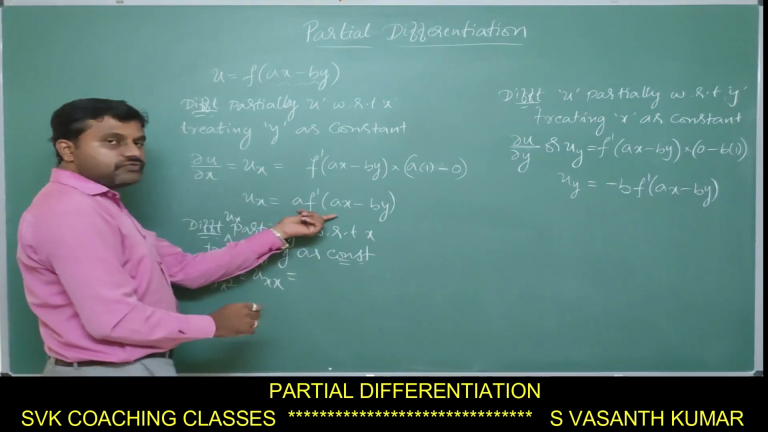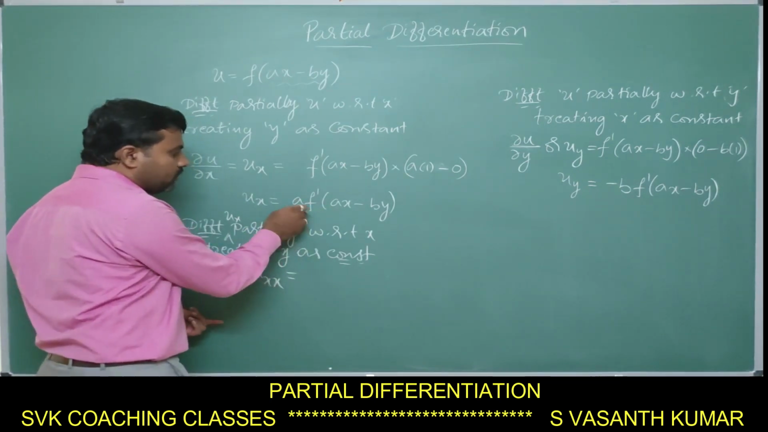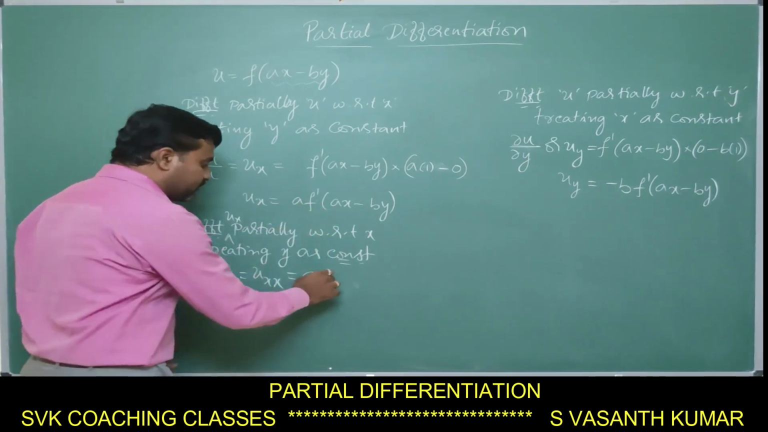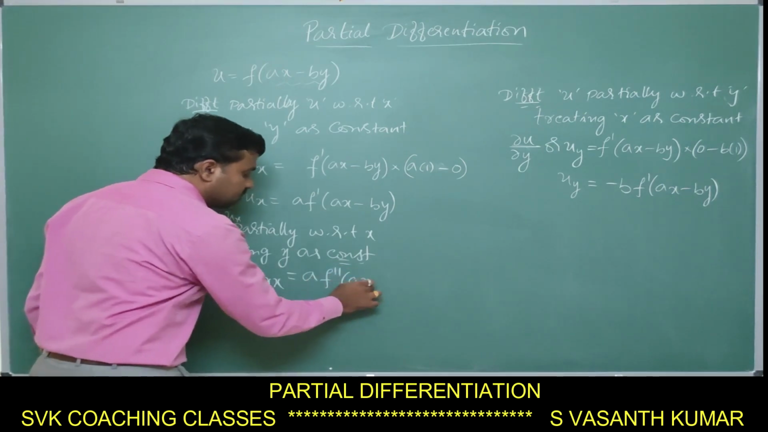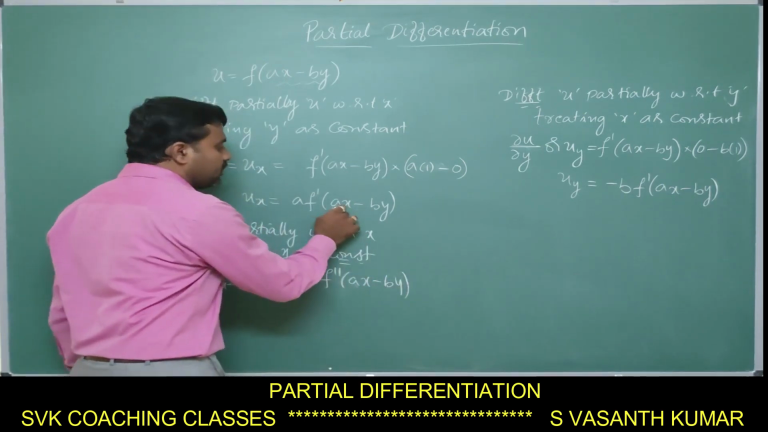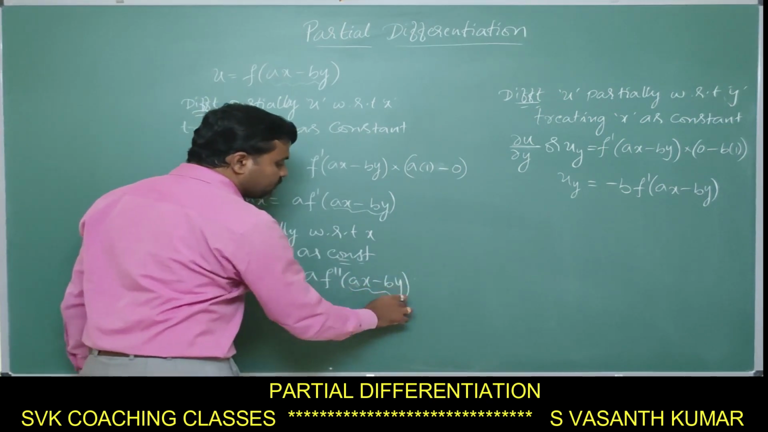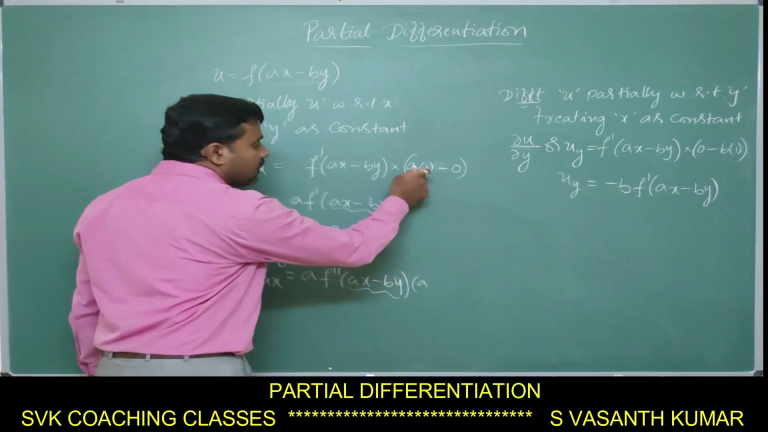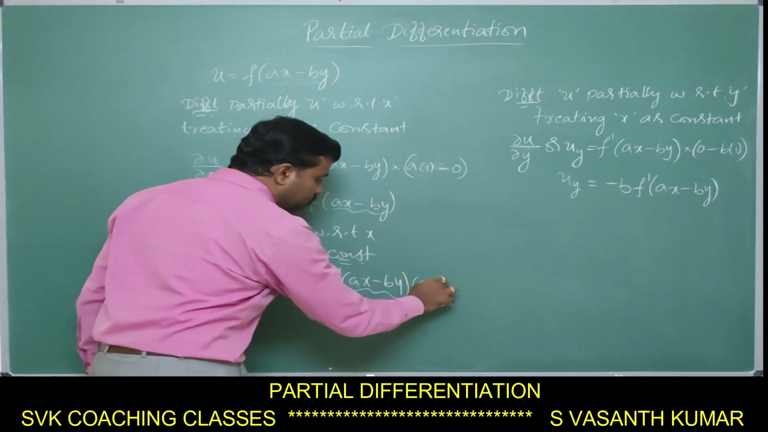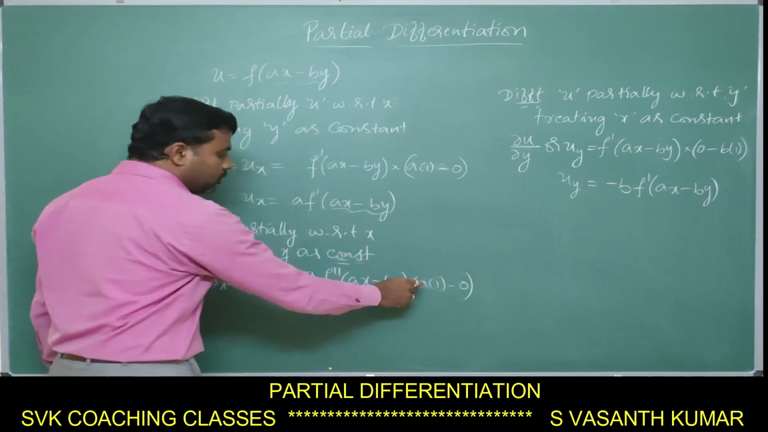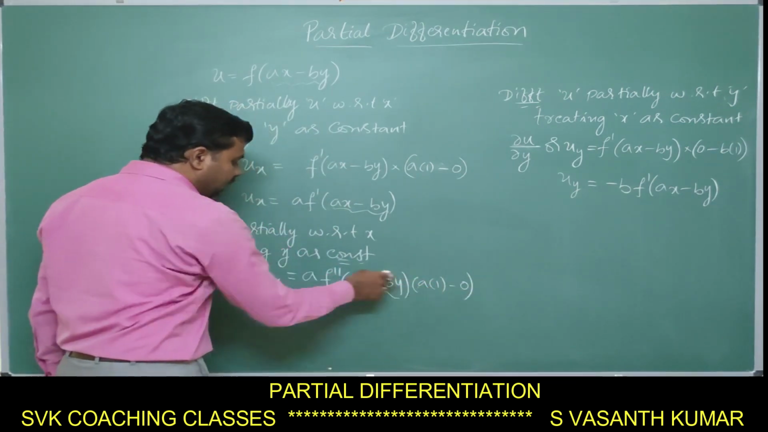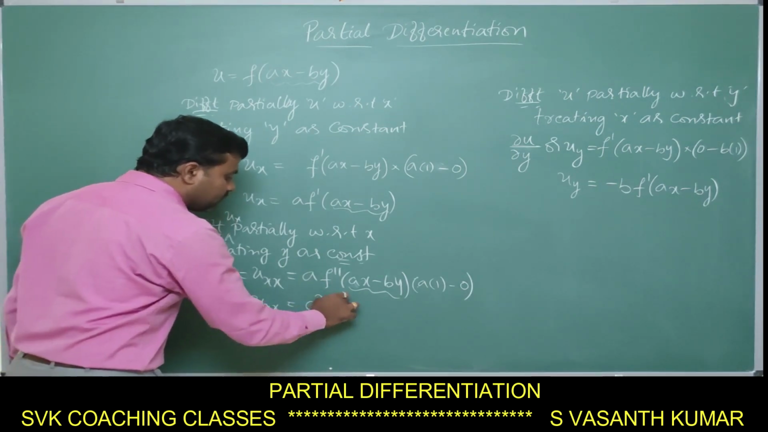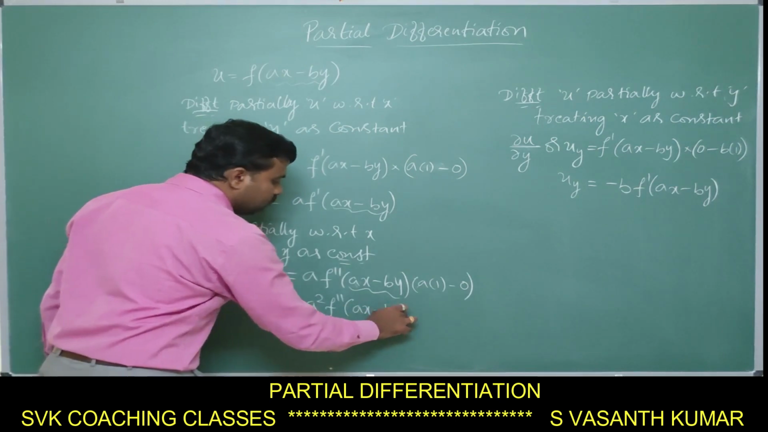So when you differentiate this function, it is a product of a constant into a function. Therefore, the constant times the derivative of f dash is f double dash of ax minus by into the derivative of this function. The derivative with respect to x, treating y as constant, is a into 1 as earlier, a into 1 minus 0. So you get a, and a into a is a square. Finally uxx is a square into f double dash of ax minus by.